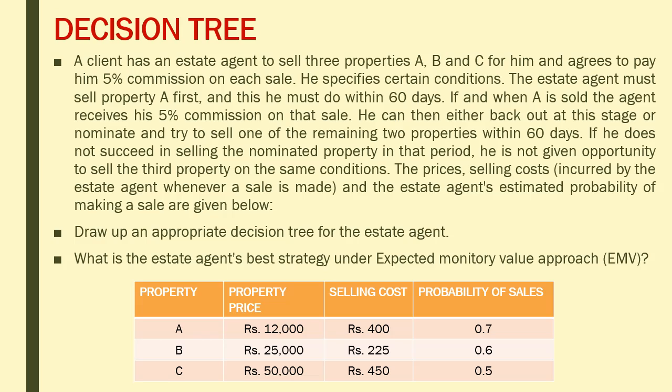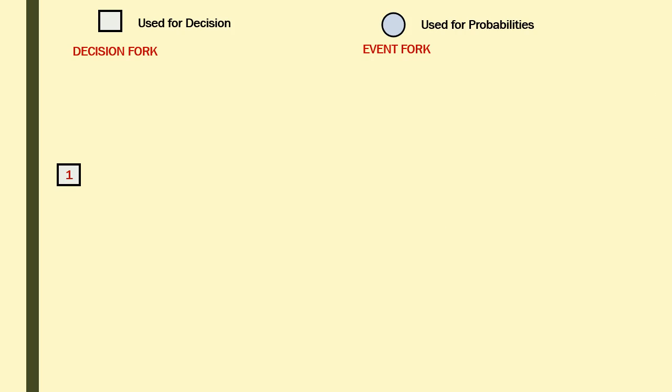Here expected monetary value is the payoff for the decision. The higher the EMV, the better the strategy. To solve the decision tree, we use 2 symbols. The square is used to take a decision. It is called a decision fork, and the circle is used for probability of success. It is called an event fork.